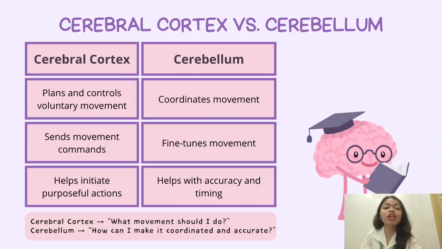But movement is not controlled by the cerebral cortex alone. Other parts of the brain also contribute to making our movements smooth, coordinated, and accurate. And with that, we can now proceed to the next part of our discussion.